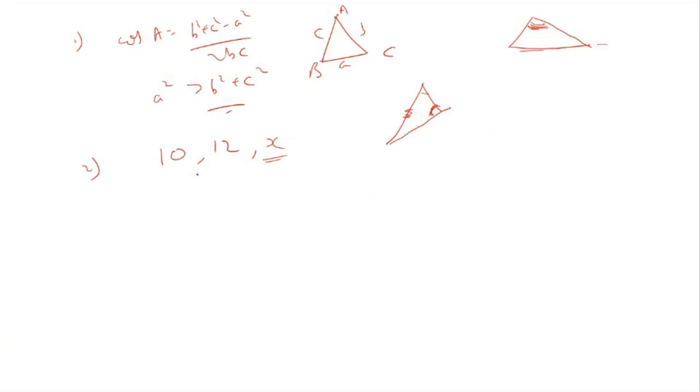Now here, we don't know what the largest side is. It can either be 12, or it can be x. x can be more than 12, right? We don't know what x is. But it can definitely not be 10, right? So either there would be a triangle where there's 10, 12, x, and 12 will be the largest, or there would be a triangle wherein x will be the largest. So you have to make cases here. Case 1 would be 12 is the largest.